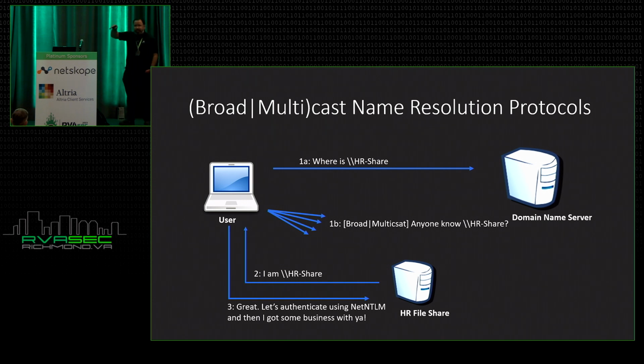That \\hr\share you see, for those of you who don't have a lot of AD experience, is a UNC path. That is how you access file shares on Windows systems over CIFS, over SMB. So I'm asking everybody over a broadcast protocol, which is NBNS, NetBIOS Name Service, or multicast protocols, which are mDNS. For those of you with Macs, your Mac is sending out "who is Qasim's MacBook?"